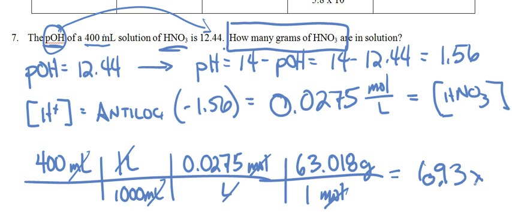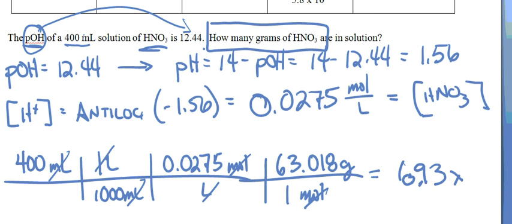6.93 times 10 to the negative 3. Not very much. Let me scoot this over a little bit. My pen's acting up now. Okay, so not a whole lot. And that's a 6 there. I apologize for that. Okay.